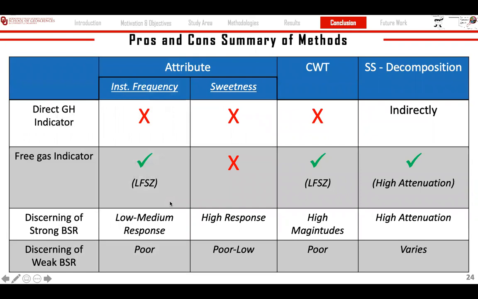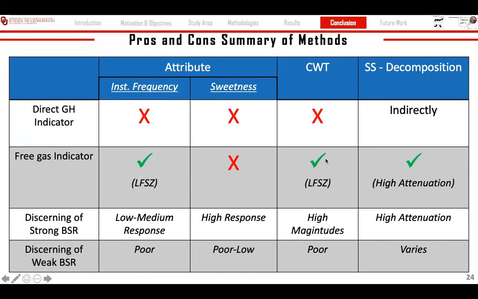Finally, I show here a pros and cons summary of the methods used for this study. As a direct gas hydrate indicator, we observe that instantaneous frequency, sweetness, and continuous wavelet transform do poorly. However, the sparse spike decomposition or the attenuation method can indirectly infer the presence of gas hydrates due to the free gas accumulation that we observe from the high attenuation.